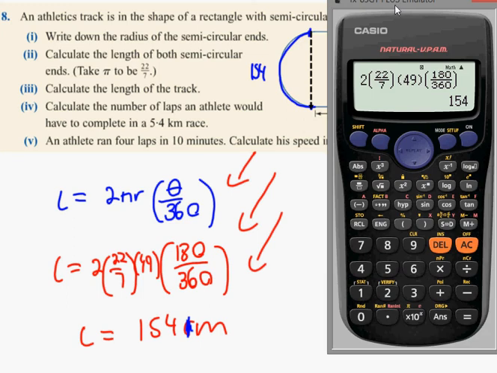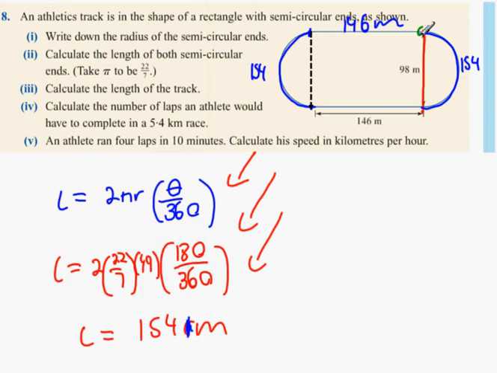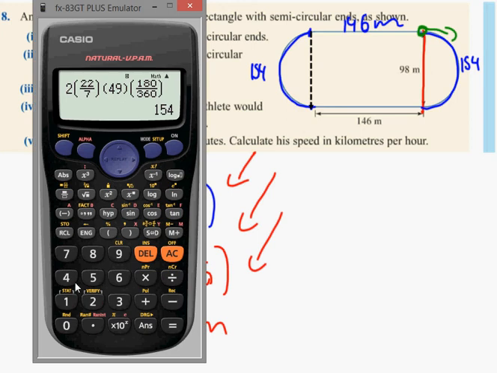We need to add all the sides together. You have to add all the different parts together to find out how big is one lap. Start from here and go this way. So what do we encounter first? 154 circular ends. After that we go on to the 146 straight. Then we go on to the 154 semicircular end. And then our final straight is 146. Makes a grand total of a 600 metre track.